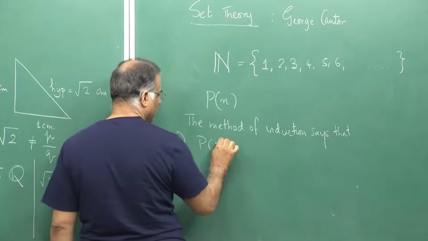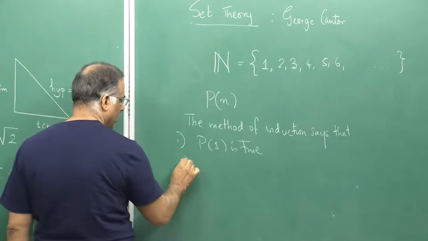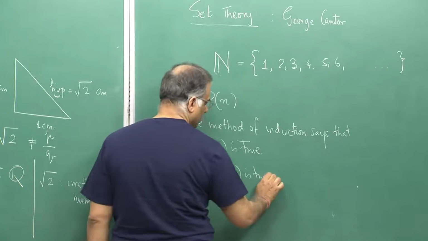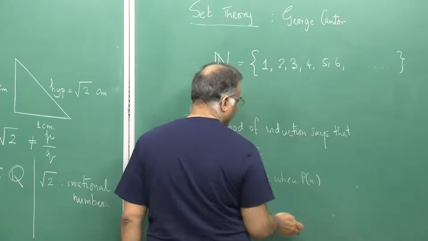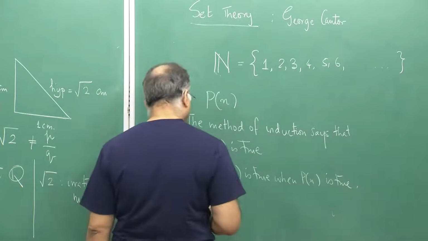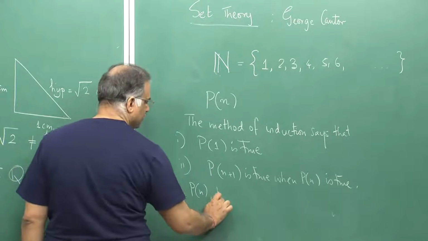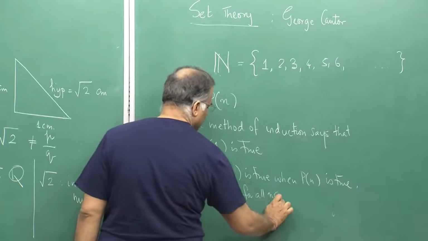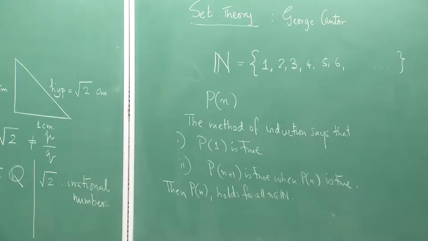First check if P1 is true, and then if Pn plus 1 is true, when Pn is true, then Pn holds for all n, holds for all natural numbers. This is the method of induction.